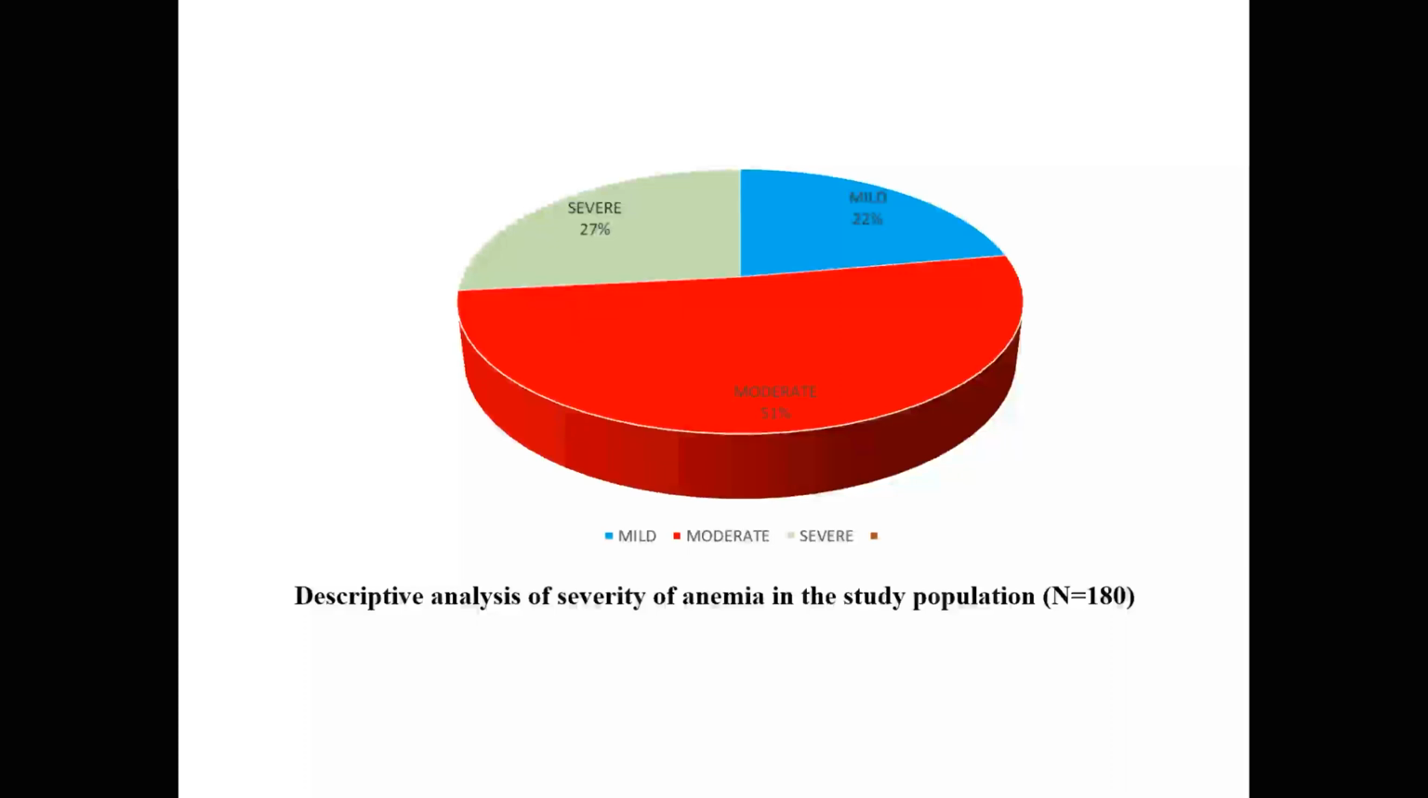Anemia was graded on the basis of hemoglobin concentration: in males 11 to 13 gram per deciliter, and in females 11 to 12 gram per deciliter was taken as mild; moderate is 8 to 11 gram per deciliter, and below 8 is taken as severe. So in my study, the maximum patients are in the moderate group, that is 51%. After that severe, that is 27%, and then mild, that is 22%.